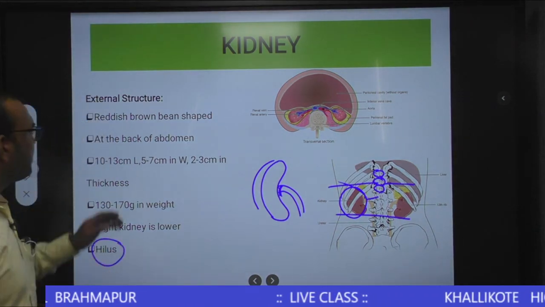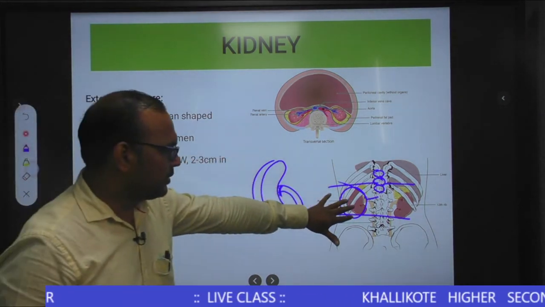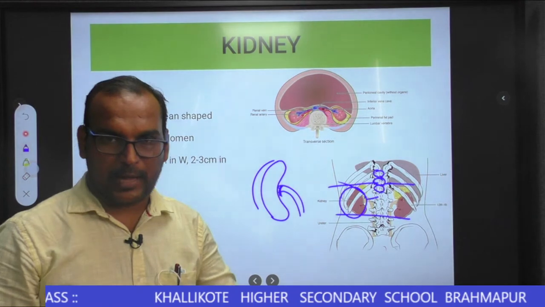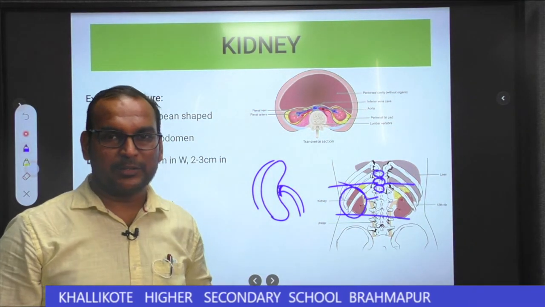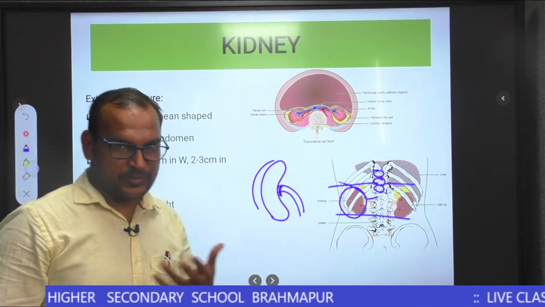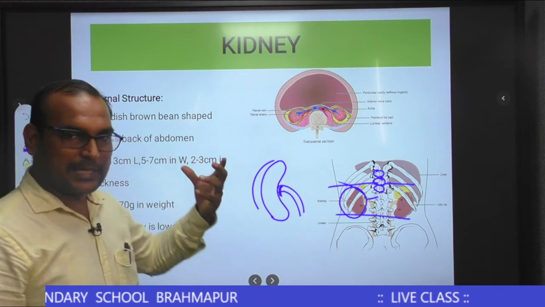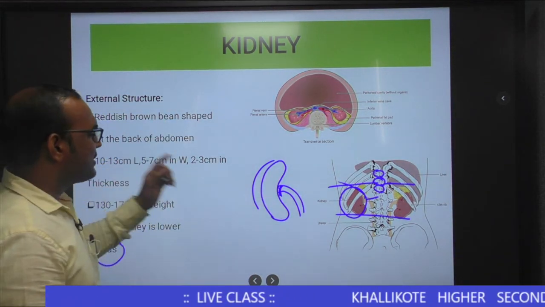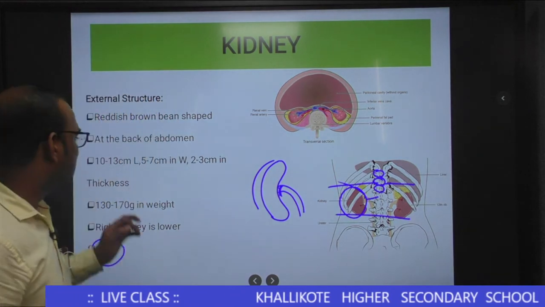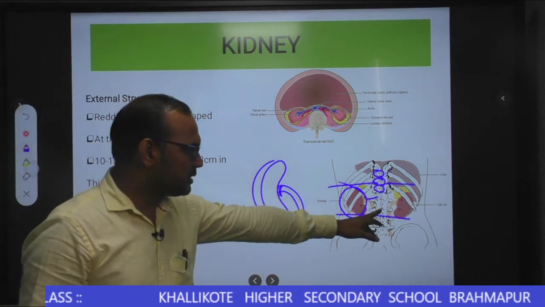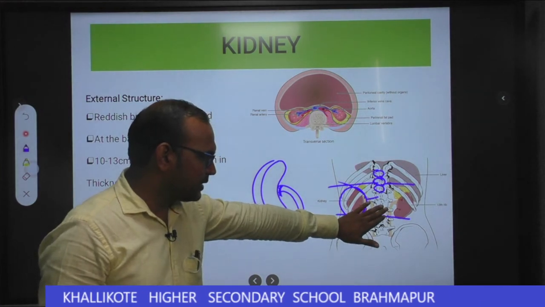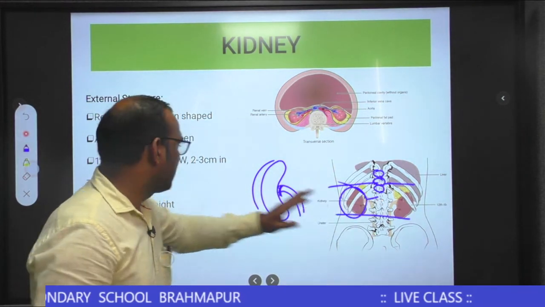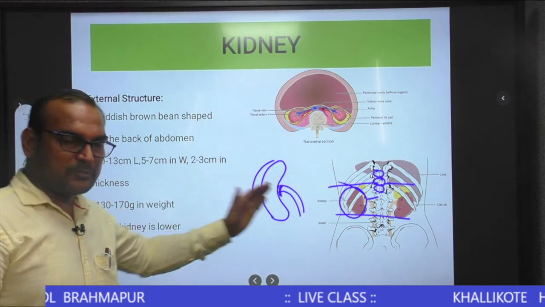This kidney is reddish brown in color and bean shaped. You must have seen or know about kidney beans, rajma. So it looks like that: reddish brown, bean shaped, with a convex and a concave side. It lies at the back of the abdomen. This is the vertebral column, and in front of the vertebral column we have the abdomen, so the kidney is on the backside of the abdomen.